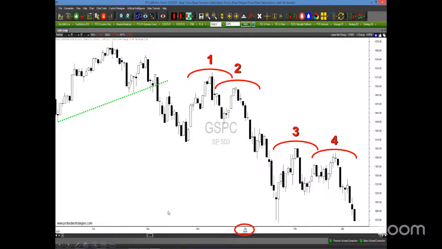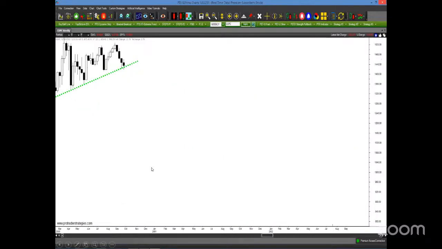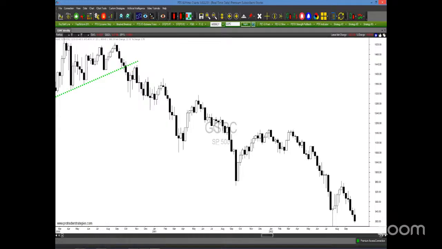Let's take a look at another example here. We're still going to look at the S&P 500, but this is a weekly chart. The same scenario applies. We're making higher lows, higher highs, and then that uptrend is very simply broken, and we go into a downward market.